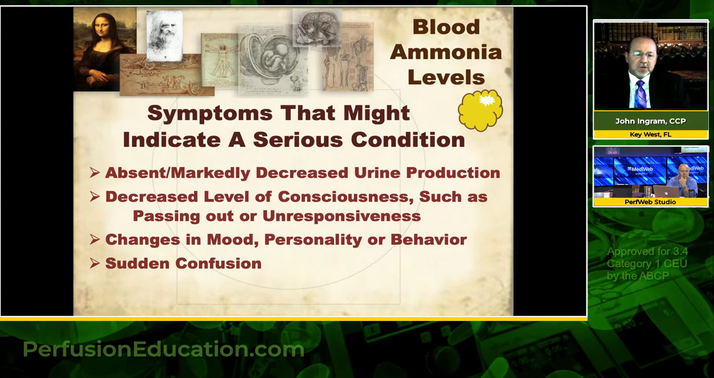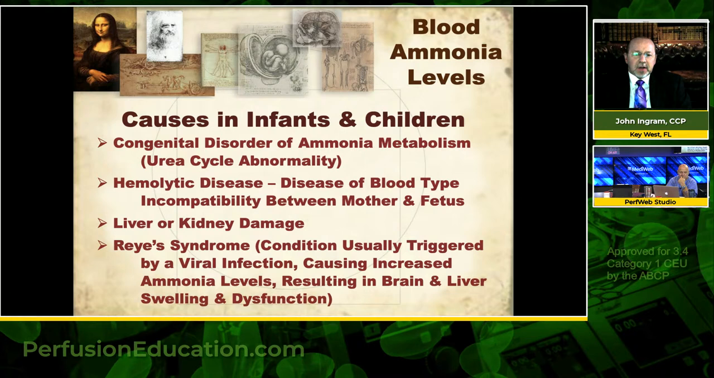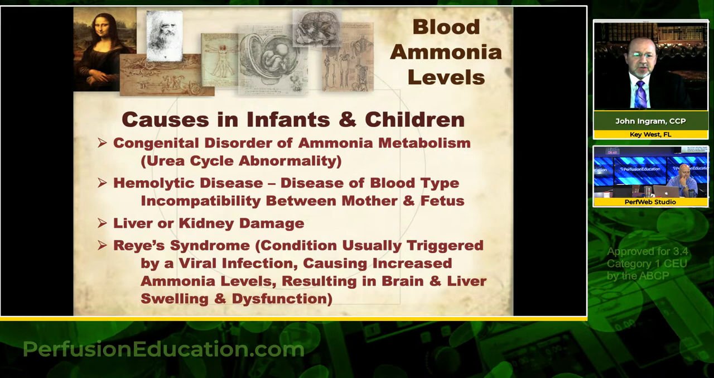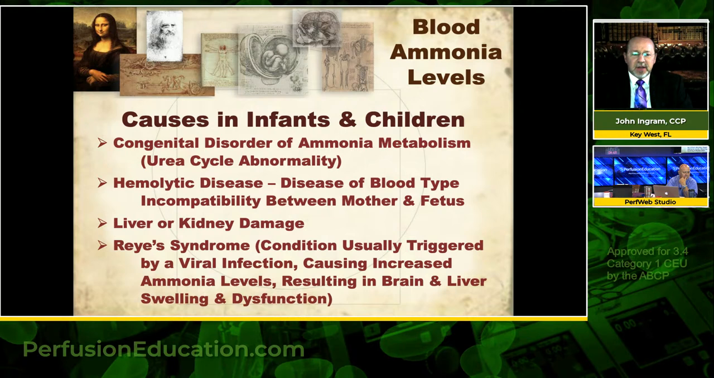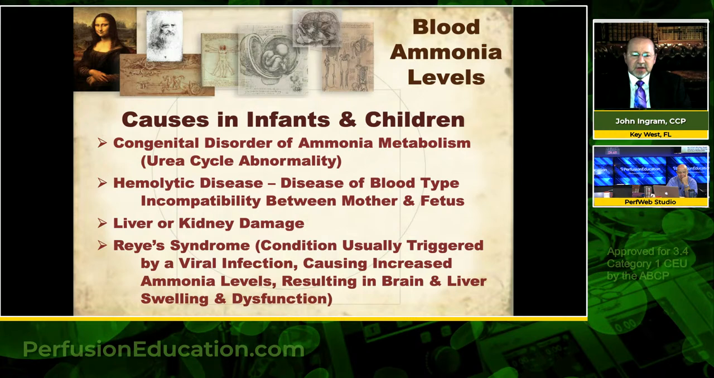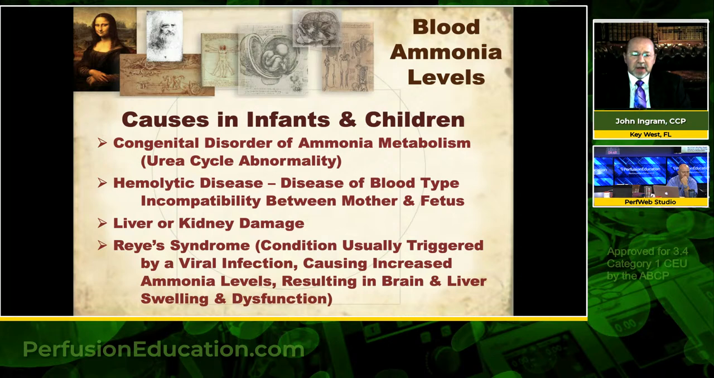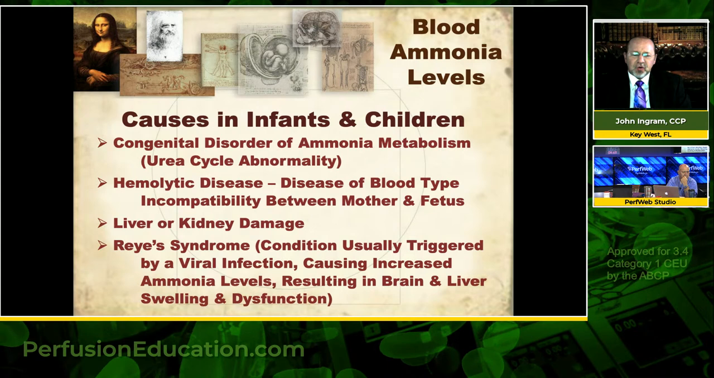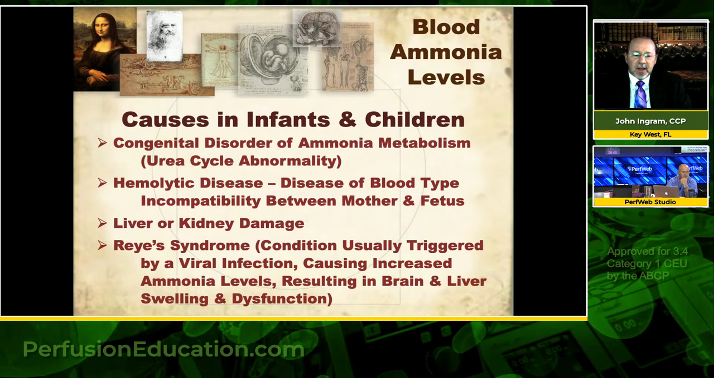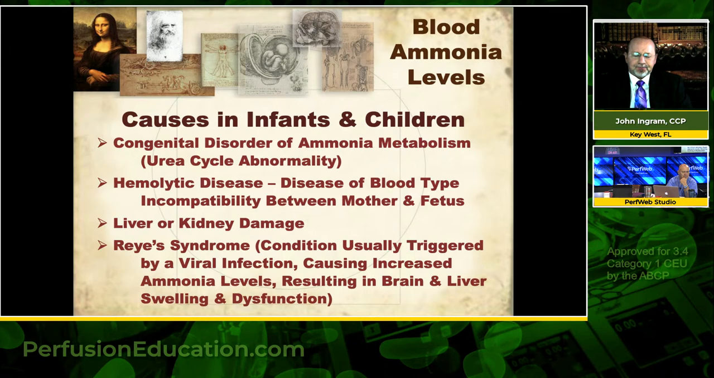In infants and children, the cause can be a congenital disorder of ammonia metabolism, usually something that's disrupting the urea cycle that we talked about. You could have a hemolytic disease, a disease of blood type incompatibility between the mother and the fetus. Any type of liver or kidney damage, like we mentioned, and then Reye syndrome, as I said before. This is a condition usually triggered by some sort of viral infection, but it causes increased ammonia levels, usually because of a dysfunction in the liver, and it results in brain and liver swelling and dysfunction. So Reye syndrome is a very big concern in the pediatric realm and not fully understood, I don't believe.